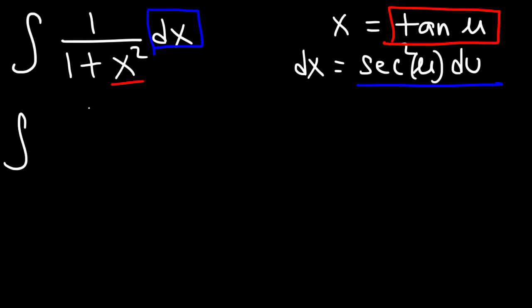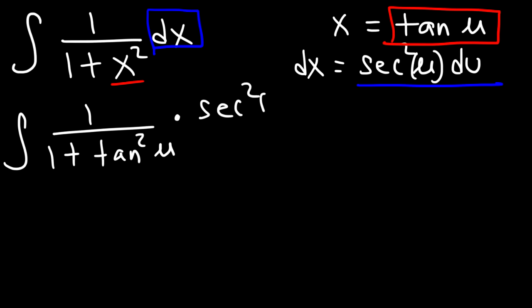So we're going to have the integral of 1 over 1 plus tangent squared, and then times secant squared du. Now, what do you think we need to do at this point? What's our next step? Now, you need to be familiar with the Pythagorean identities, one of which says 1 plus tan squared is secant squared.